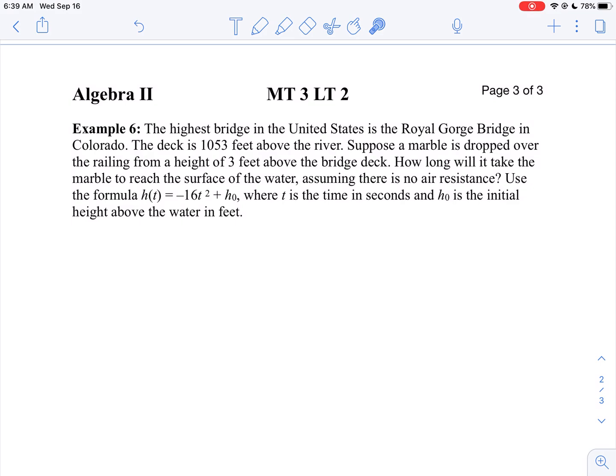We're going to use this formula. h of t equals negative 16t squared plus h of naught, where t is the time in seconds, and h of naught is the initial height above the water. So how far above the water? Well, the bridge is 1,053 feet above the water. We went another 3 feet, so we're 1,056 feet above the water. So we're going to say h of t equals negative 16t squared plus 1056.